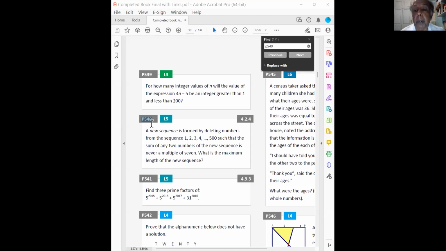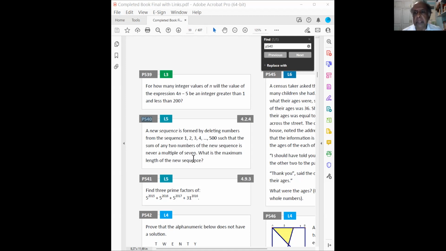We now go to problem 540. It's on the screen. A new sequence is formed by deleting numbers from the sequence 1, 2, 3, 4, all the way up to 500, such that the sum of any 2 numbers of the new sequence is never a multiple of 7. So you're going to delete numbers from here, and whatever remains. And the question is, what is the maximum length of the new sequence?